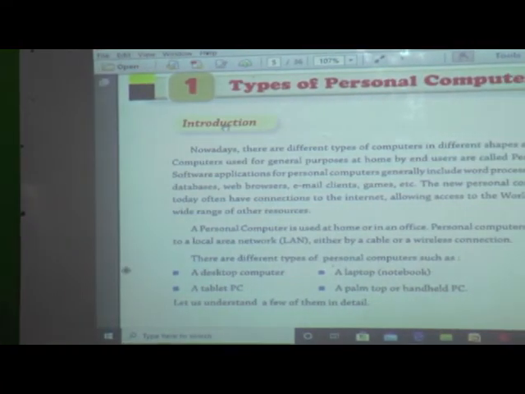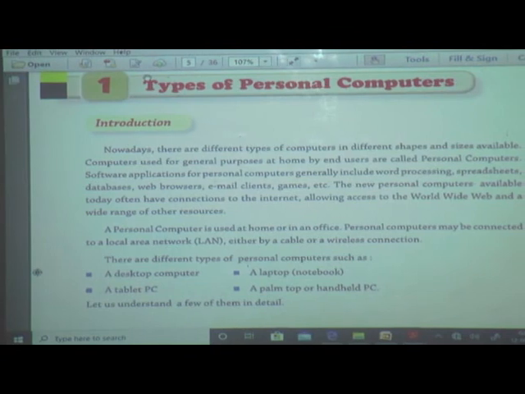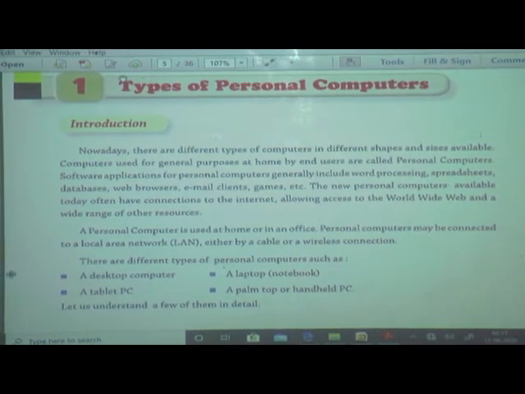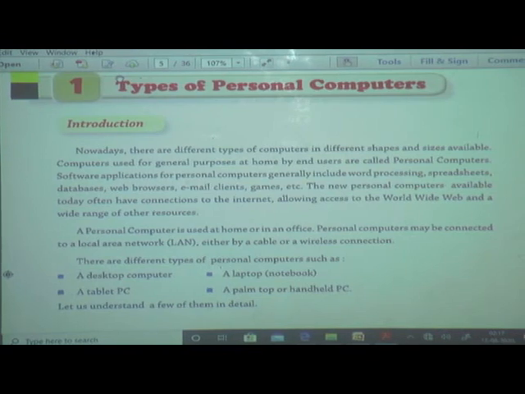First is an introduction. Computer has 4 main parts. Which are they? Keyboard, mouse, monitor and CPU. And a computer also has parts like printer, scanner, microphone. And we will see the details of these, what is the use of those parts. Now we will see types of personal computer.